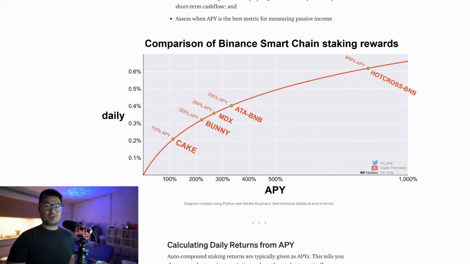Hey everybody, welcome back. Today we're going to be addressing an important question concerning APYs, in particular high staking rewards. So how much does a high APY really matter?